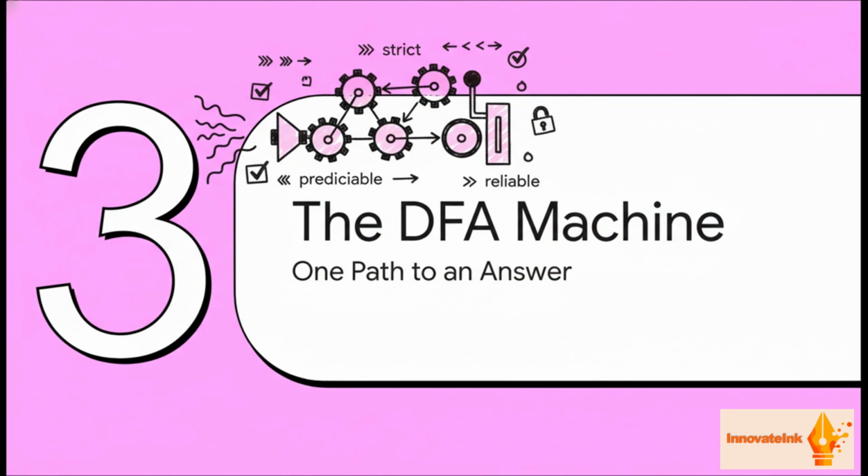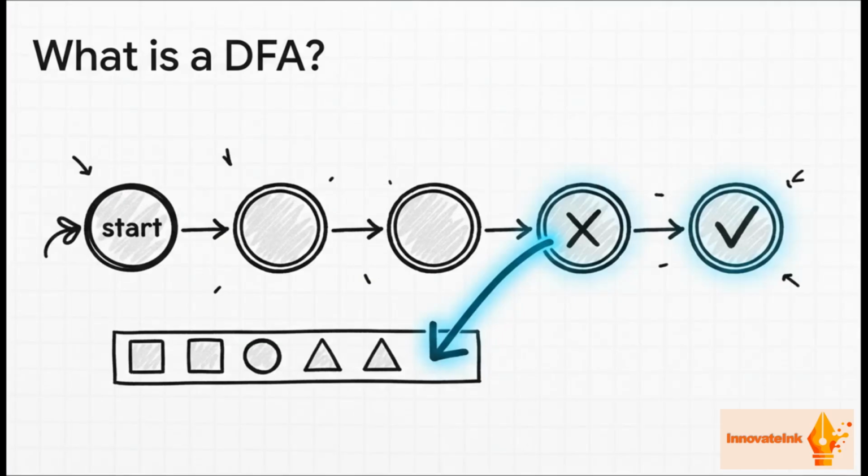So, we have the rules for our club. Now, we need a bouncer at the door to enforce them. Let's build one. Meet the deterministic finite automaton, or DFA for short. It's strict, it's predictable, and it is incredibly reliable. Think of a DFA like a very simple flowchart, or maybe one of those old choose-your-own-adventure books where every choice leads to exactly one page.